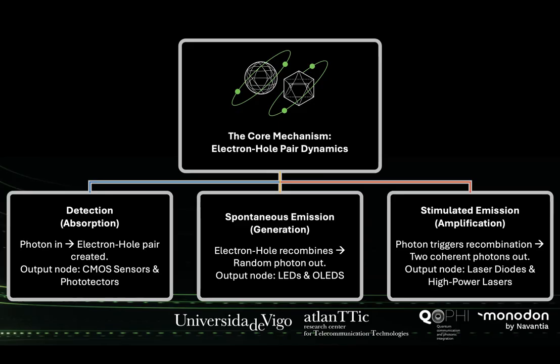The third process is the most important for lasers, stimulated emission. In this case, an incoming photon triggers an excited electron to release another photon that is perfectly synchronized. Same wavelength, same phase, same direction. This process creates coherent light, the defining characteristic of lasers. So, in a way, lasers and sensors are opposites. Sensors convert light into electricity, lasers convert electricity into highly controlled light.